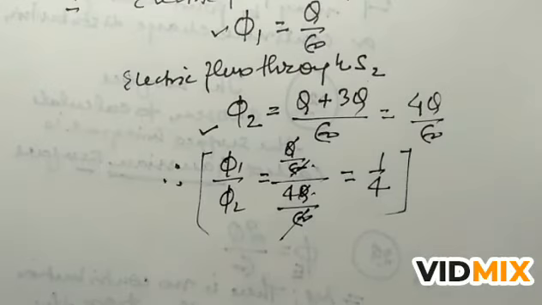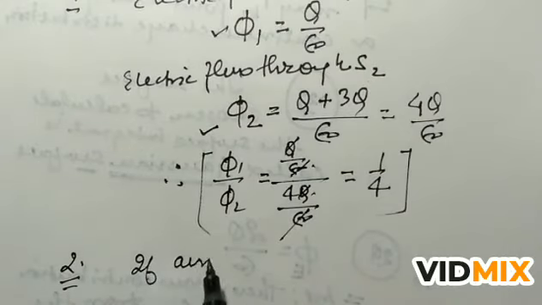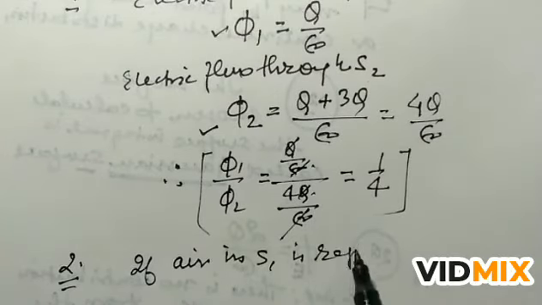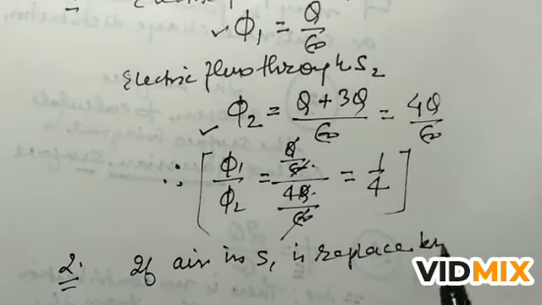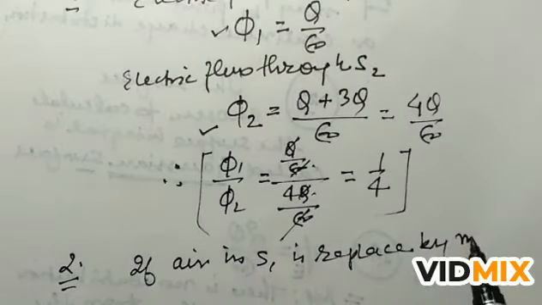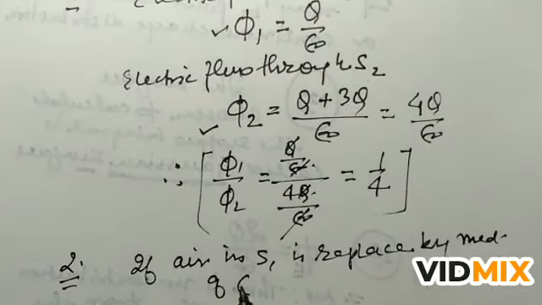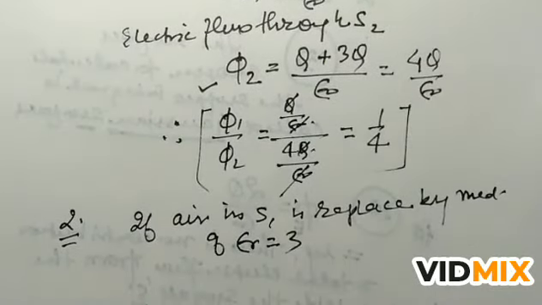Now the second part of the question. The second part of the question is that if the air in S1 is replaced by a medium of dielectric constant 3, what will be the new flux?